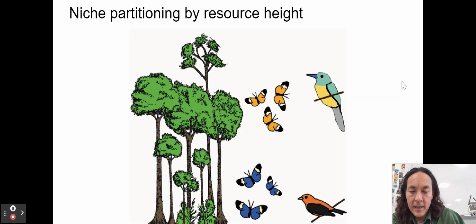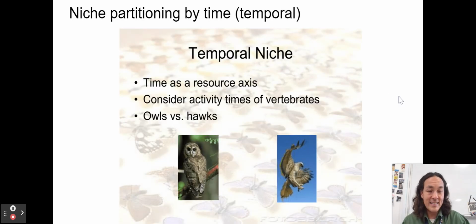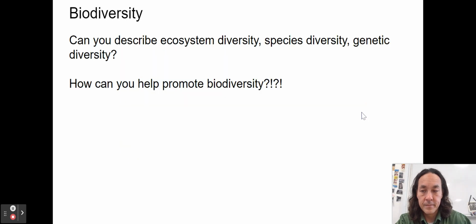Another one would be by height. So the giraffe eating at the top of the acacia tree, maybe different lizards in different parts of the tree. So they partitioned the tree by height. And in time is a big one, right? You have these owls that hunt at night. You have the hawk that hunts during the day. So even though they eat similar items like mice, they're not in direct competition with each other.